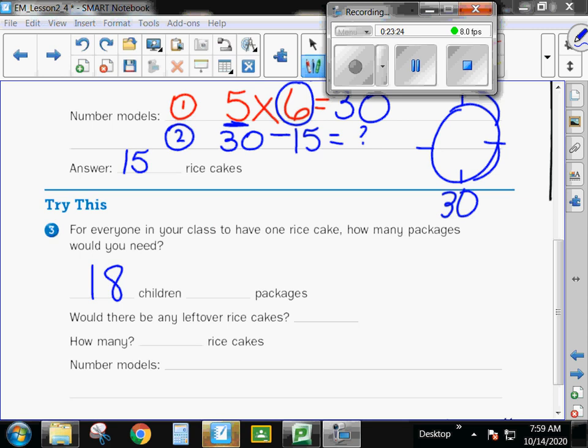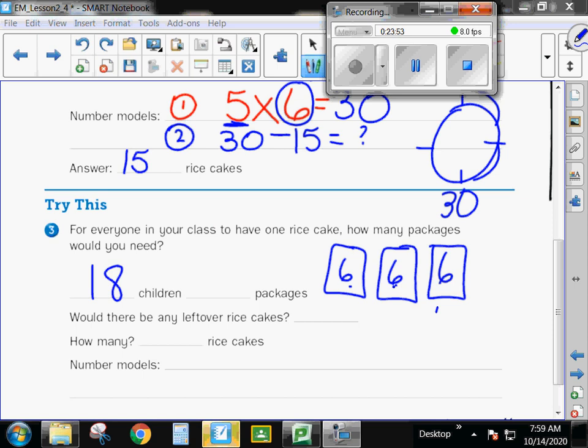Okay, did you try to work this out? So I know each package of rice cakes has 6. So if I bought one package, that's 6 rice cakes. Is it enough? Well, no, it's only 6. If I bought another package of 6, do I have enough rice cakes? Nope, that's only 12, right? 6 plus 6 is 12. So I'm going to buy another package of rice cakes. Now do I have enough? Well, 6 plus 6 is 12, and 6 more is, well, now I have 18. I add 6, 12, 18 when I'm skip counting. So it's going to take me 3 packages.